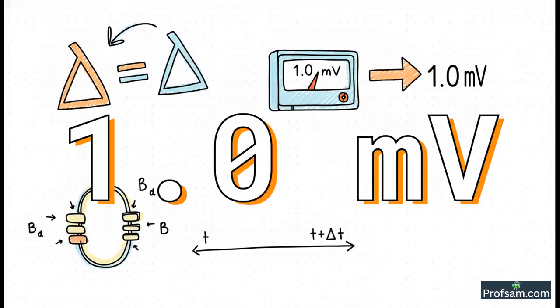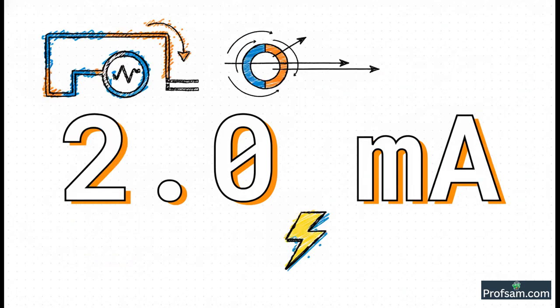So all we have to do is calculate the change in flux and divide it by the time. By plugging the values into our formula, we find the induced EMF. The calculation is very straightforward, and we get an answer of 1.0 millivolt. And once we have the voltage, the EMF, finding the current is super easy, right? We just use our old friend Ohm's law. Current I is just the EMF, epsilon, divided by the resistance R. And that gives us a current of 2.0 milliamps. See? It's that simple. Nothing to be afraid of.